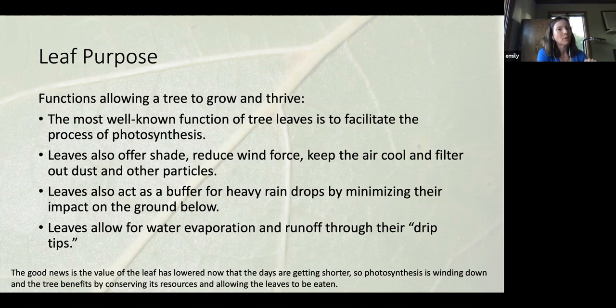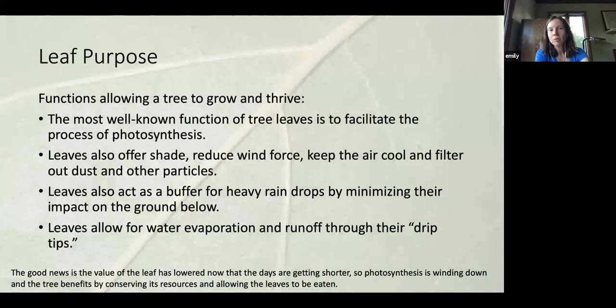So back to leaf purposes. The main function of a leaf on a tree is to facilitate photosynthesis. The great thing that are byproducts of that is they also offer us shade, they reduce wind force, they keep it cooler, they filter out dust and other particles, and they also can help in a rainstorm by allowing you to sort of hide underneath them and not get as many raindrops on them. But watch out for those trees that have acuminate tips. Those are pointy tips that allow water to drain off into a drip tip and fall onto you.